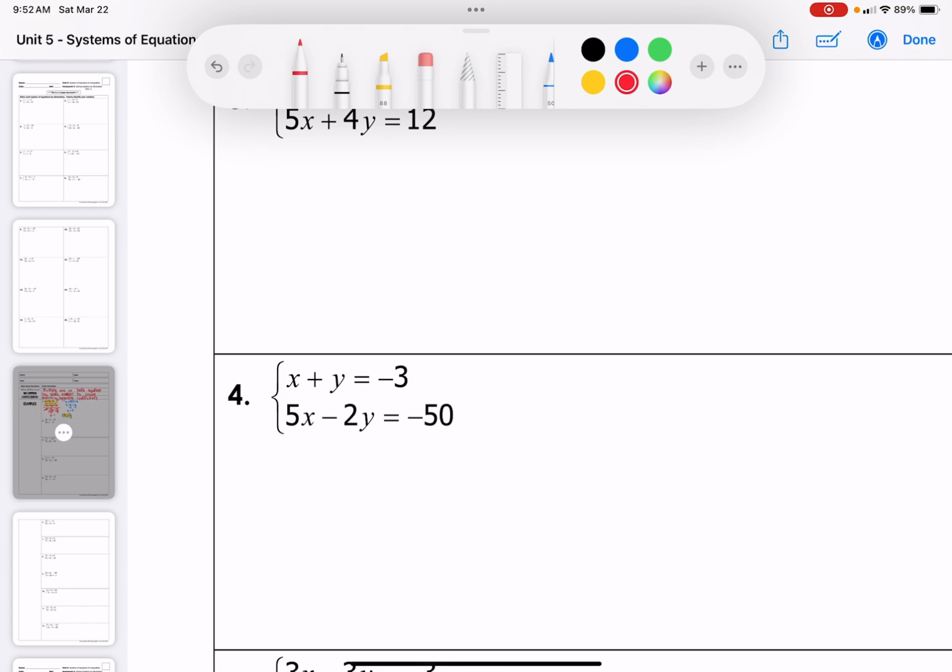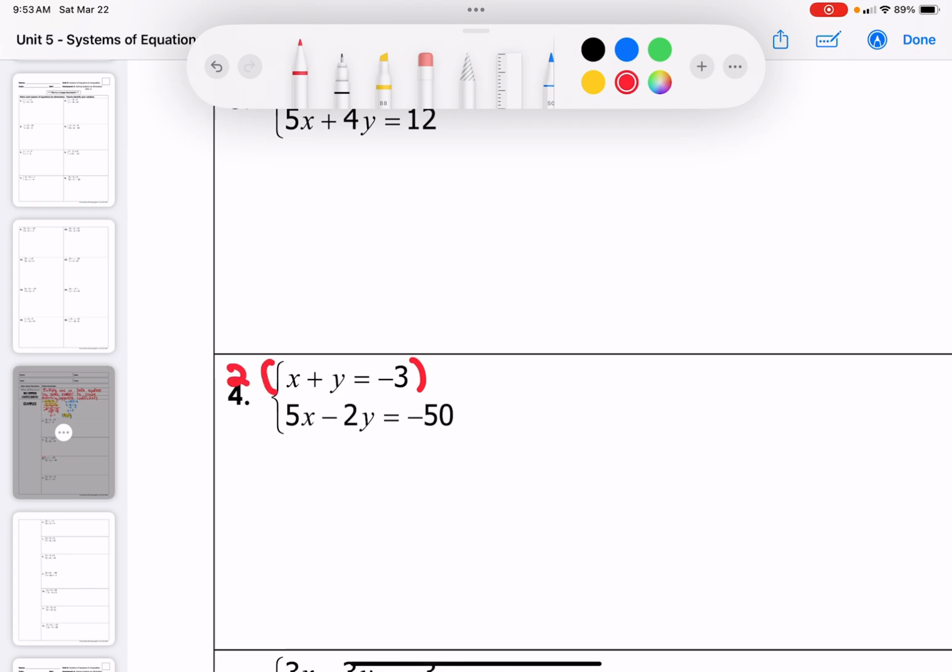All right, so, well, we have x and we have y, right? So if I wanted to make a common coefficient, you could use either, right? So I have x plus y is equal to negative 3. Then I have 5x minus 2y is equal to negative 50. So you could either multiply by negative 5, or you could multiply by positive 2, right? So I'm just going to stick with 2 because I just like working with positive numbers better. So I'm going to multiply the top by 2.